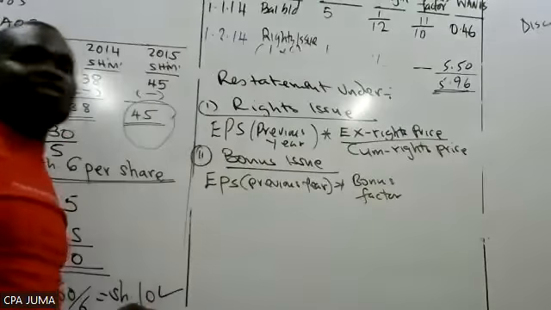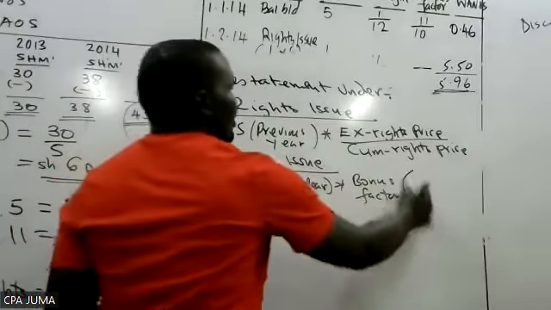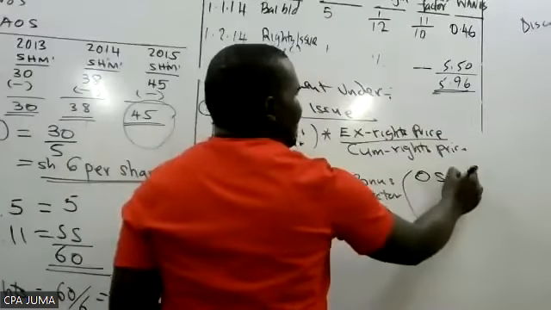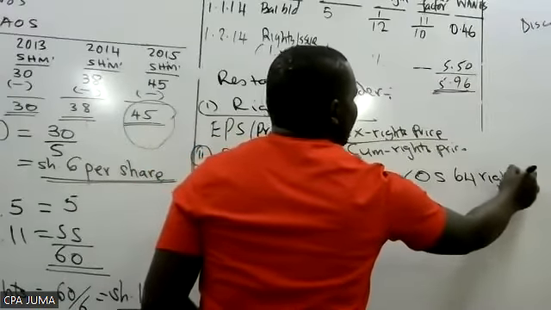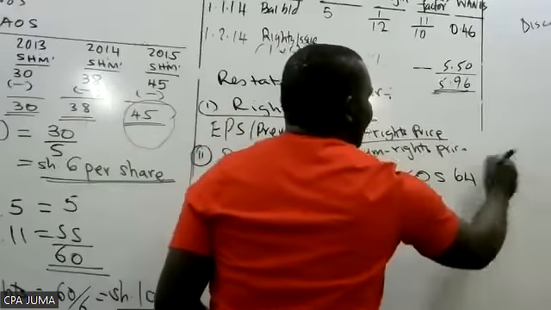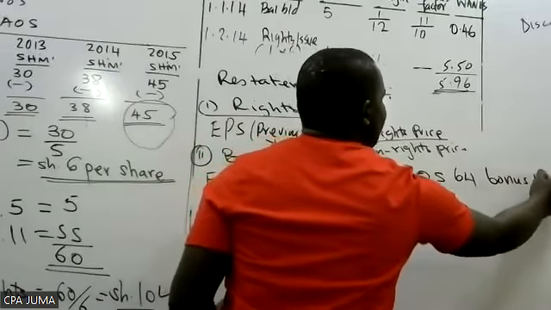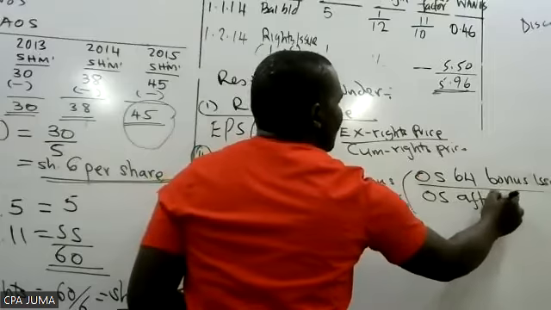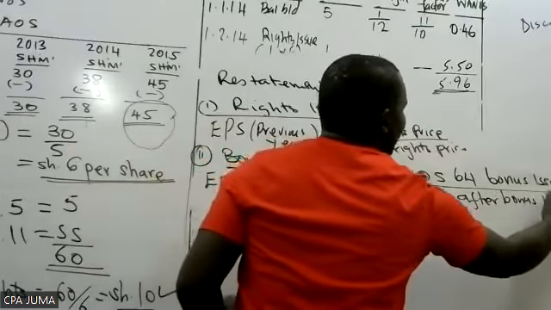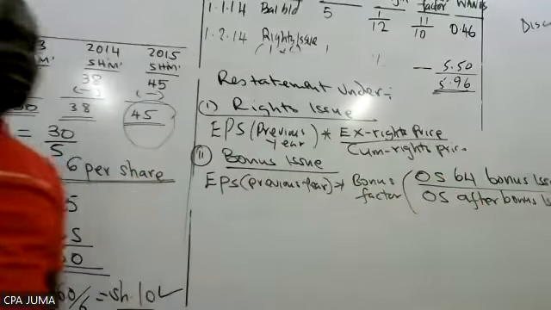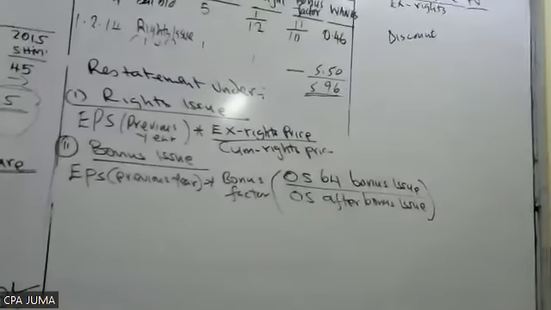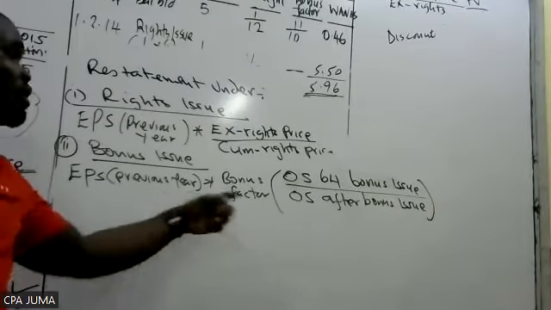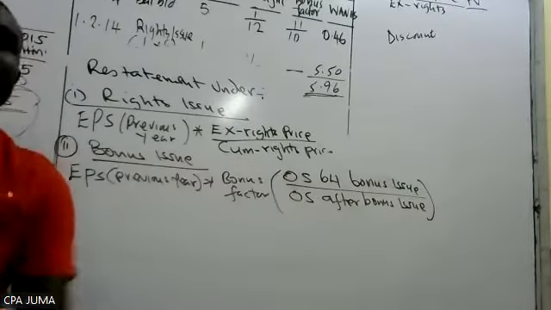So how do you get the bonus factor in a bonus issue? You take ordinary shares before the bonus issue, divided by ordinary shares after the bonus issue. That is how you get the bonus factor. So if you are restating in the presence of a bonus, check EPS last year, multiply with the bonus factor. Bonus factor is that one there.